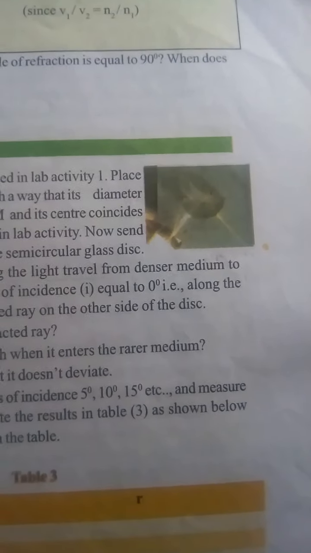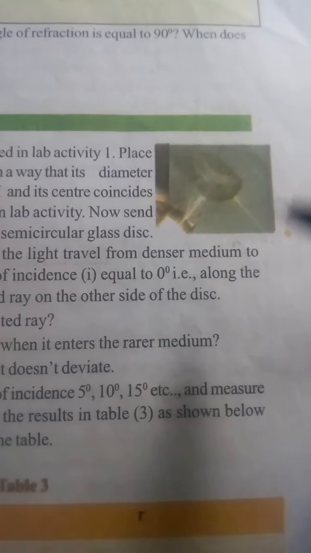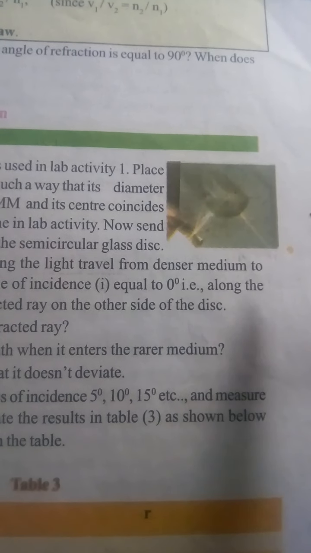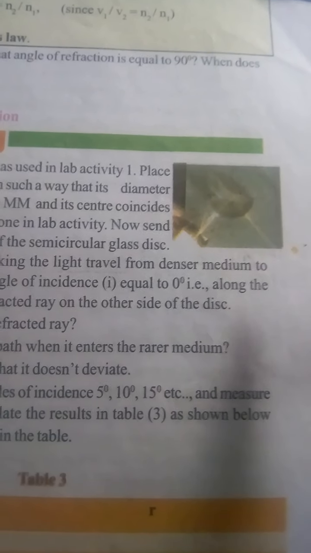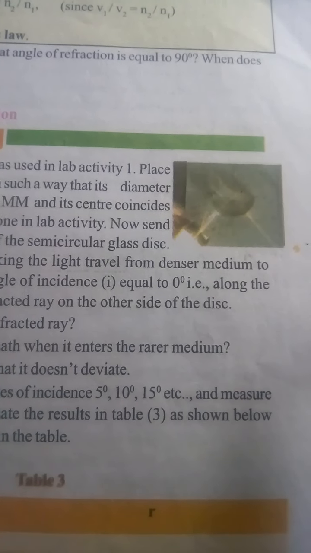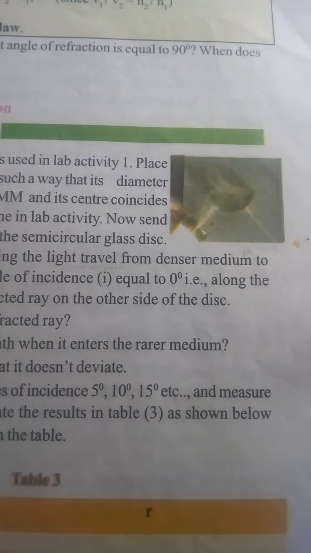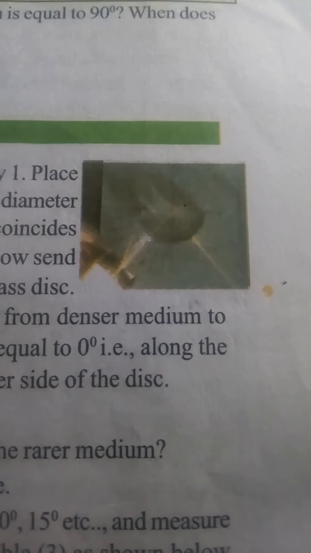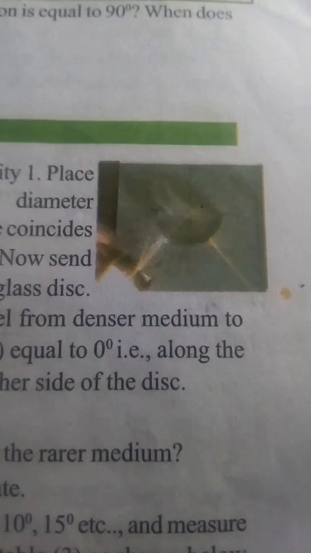Next, activity 5. Total internal reflection. Use the same previous activity model only. Place the semicircular glass disc in such a way that its diameter coincides with the interface line MM and its center coincides with point O. Now send light from the curved side of the semicircular glass disc. The light travels from denser medium to rarer medium.